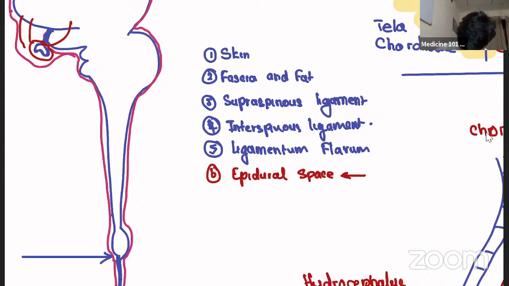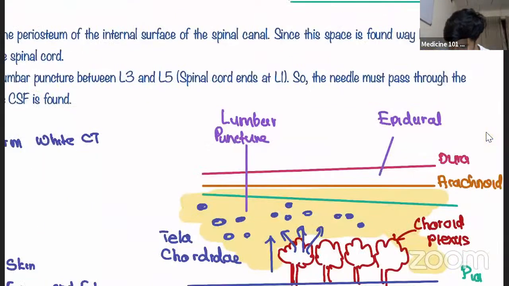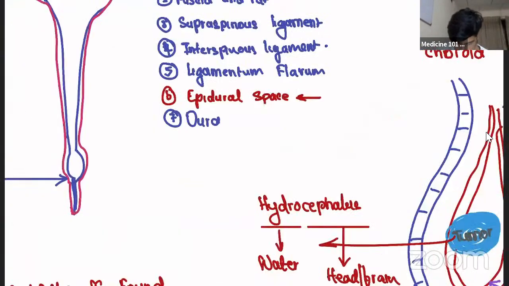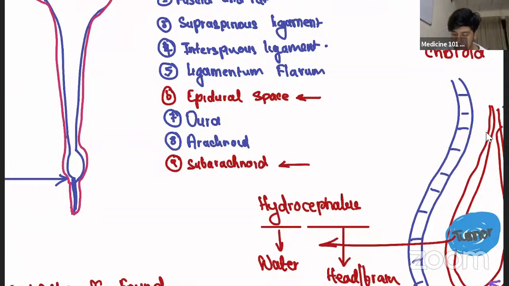Next. Can someone tell me what is next? So guys. Dura. Yeah. It's the dura. Next. Arachnoid. Yes. What's the final one? Subarachnoid. Yes. And this is where you do a lumbar puncture. Subarachnoid space.